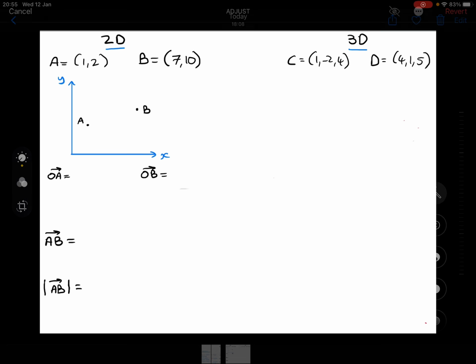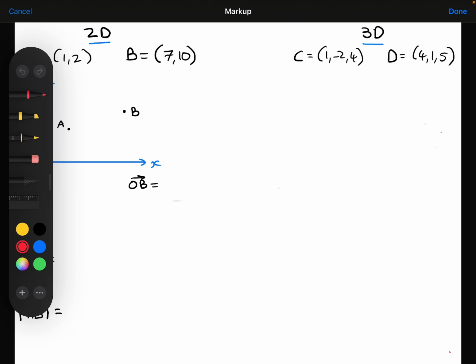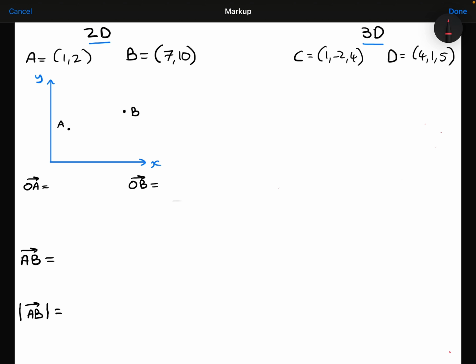Now let's move on to see what happens when we have more than one point involved. So we'll start off in 2 dimensions. I've got the coordinate A, which is 1, 2, and I've got the coordinate B, which is 7, 10. The position vector of A, so from O to A, is 1, 2, or if you'd prefer, 1i plus 2j. The position vector of point B from O to B is 7, 10, or if you'd prefer, 7i plus 10j.